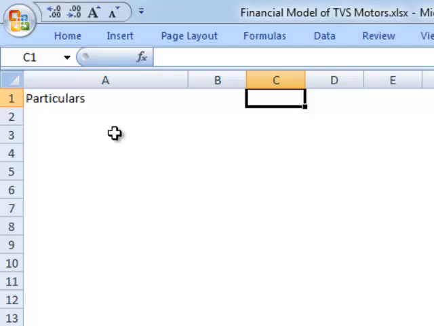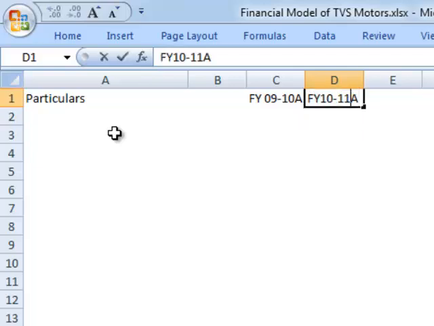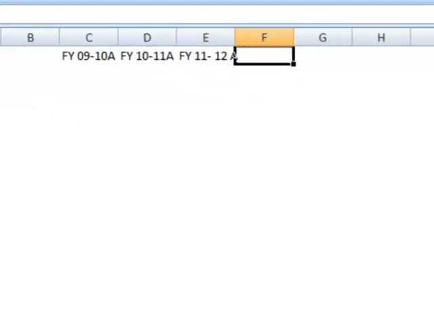Column C, this is our first year. We are starting with 09-10 A. A would be actual. Again 10-11 A, you can also call them as FY, financial year 10-11 A. Financial year 11-12 A. Financial year 12-13 A. Financial year 13-14 A.